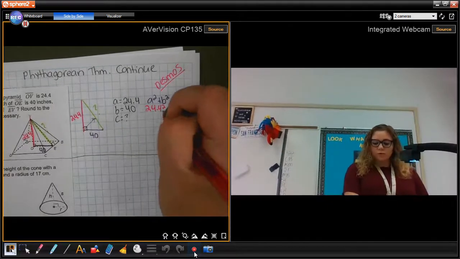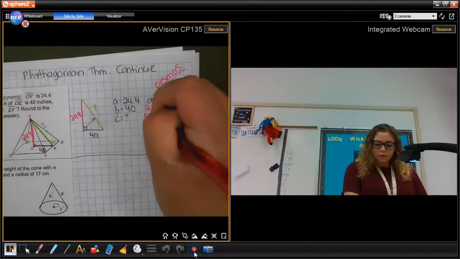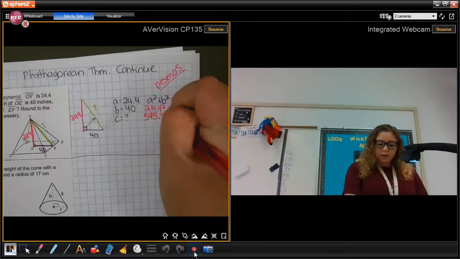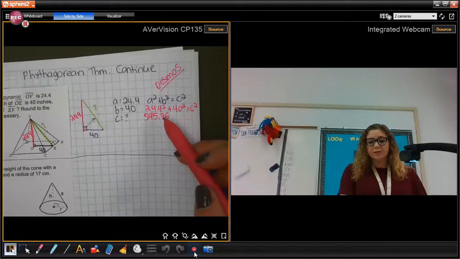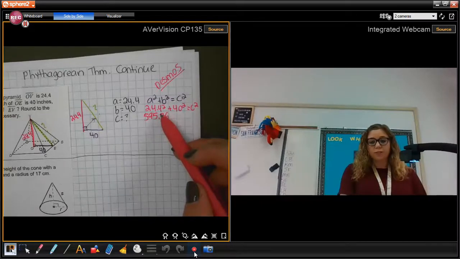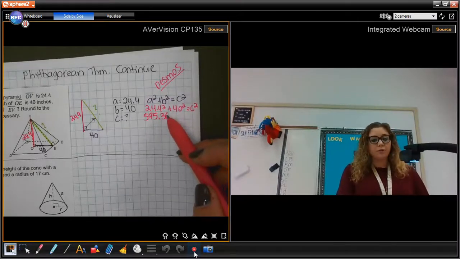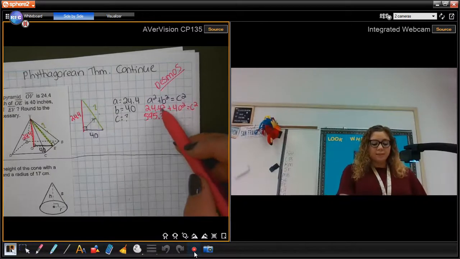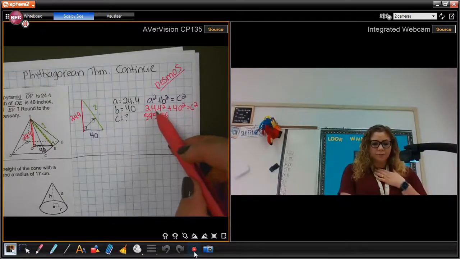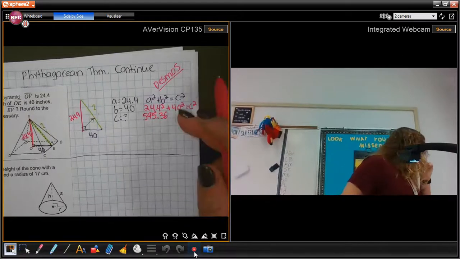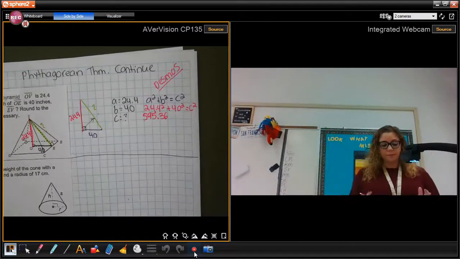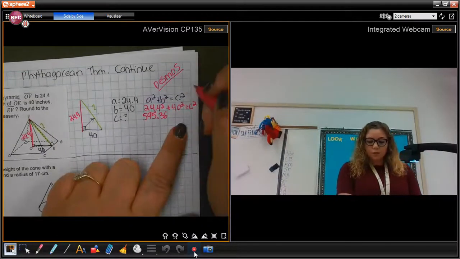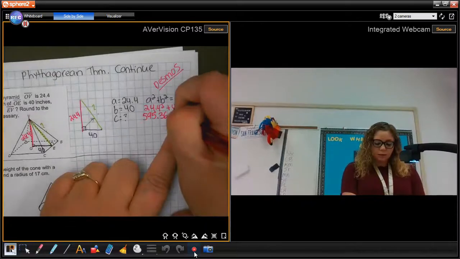So 24.4 squared is 595.36. Remember, this is squared, so it's 24.4 times 24.4. A lot of mistakes that I see students make is they do 24.4 times 2. That is not how you do this. Anytime you see an exponent, that means that's how many factors you have of 24.4. So make sure you always times it by itself. 40 squared is going to give you 1600.